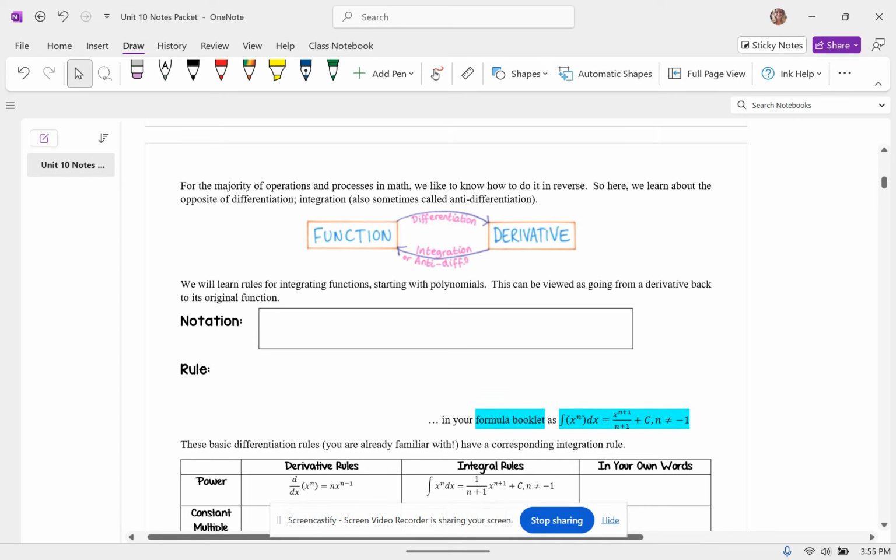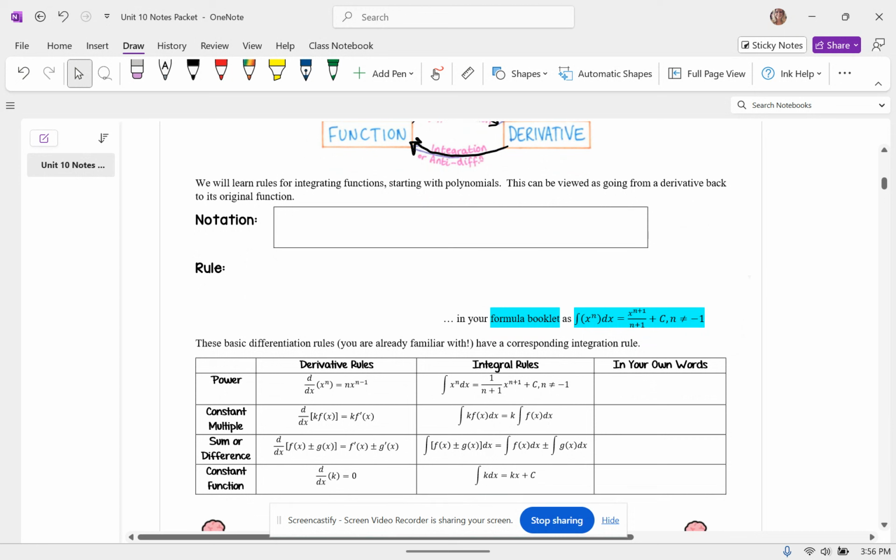Now let's get some real life notes here, okay? For the majority of operations and processes in math, we like to know how to do it in reverse. So when you add, the opposite of adding is subtracting. The opposite of multiplication is division. The opposite of an exponent is a square root. The opposite of a derivative is an integral, right? So that's what we're doing here. When we have a function and we differentiate it or take the derivative, we can also work backwards and integrate, or find the antiderivative, to get back to the original function, okay? So we will learn rules for integrating functions starting with polynomials, and this can be viewed as going from a derivative back to its original.